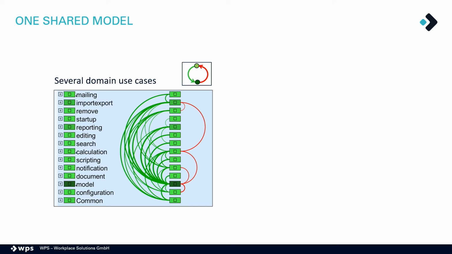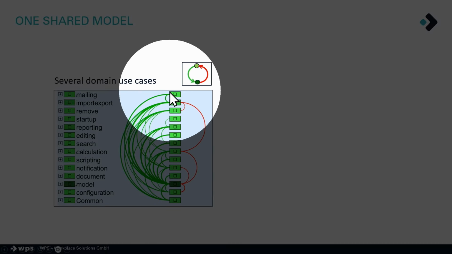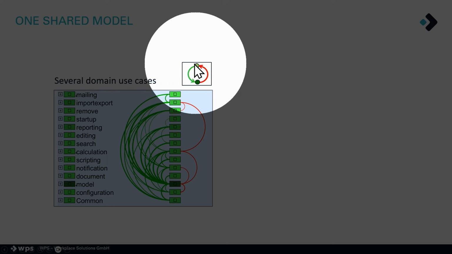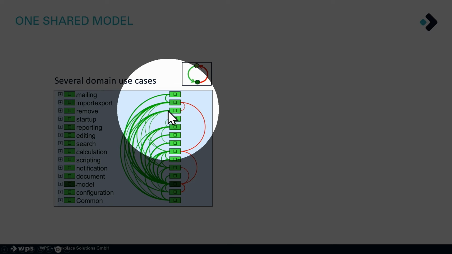And because of that, on the right side, you see those arcs, green and red. Those are the relationships. So what you see here is that mailing is using import-export. You see the green arc on the left side going downwards, and then on the right side upwards. So there is one remove.